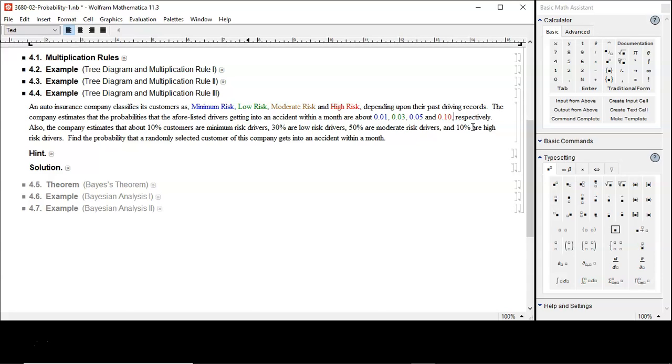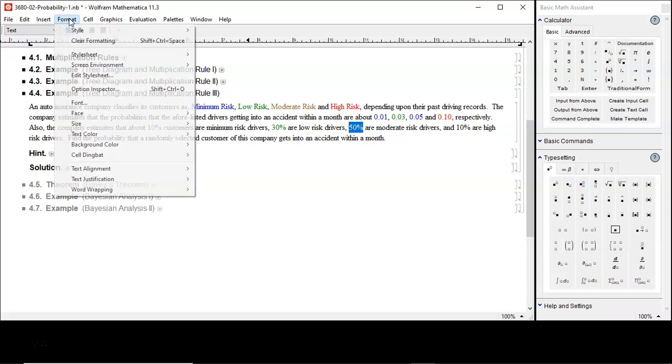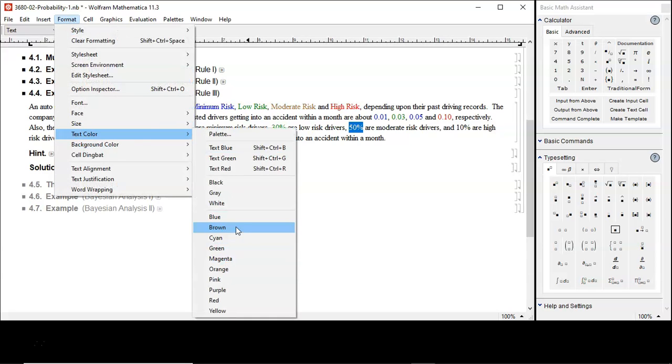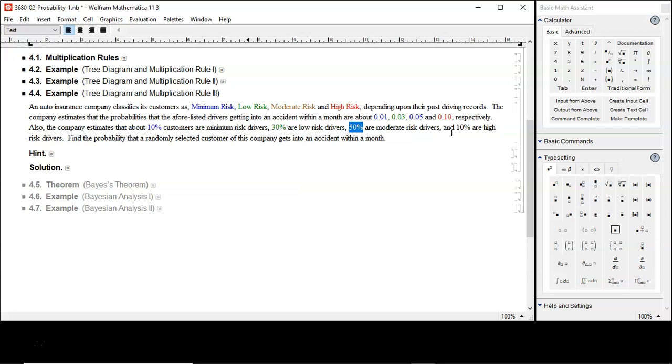Alright, next. Also, the company estimates about 10% of the customers are minimum risk drivers, 30% are low risk drivers, and then 50% are moderate risk drivers, brown, and then 10% are high risk drivers.